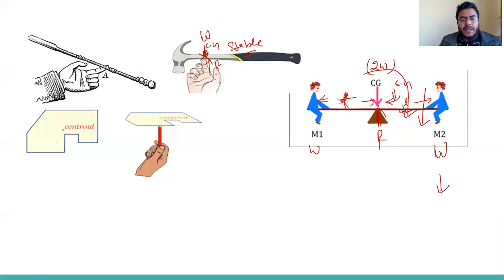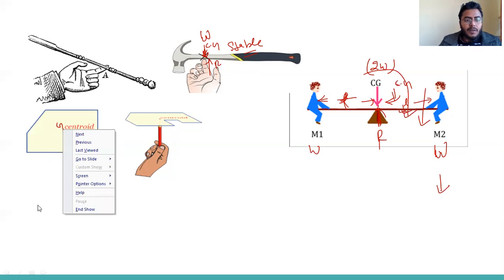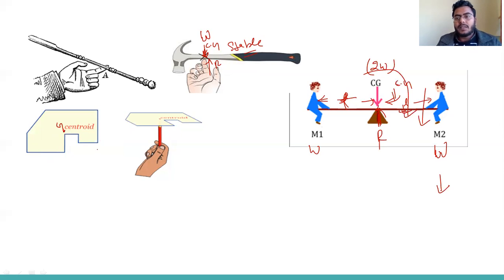Suppose this is some iron plate or wooden plate, and the centroid is here. This is G. If you try to lift this shape with a pencil, pen, or rod, and you put the rod exactly at this position, what will happen? This plate will be stable and in a horizontal position. Okay. So for any plate, you can find the centroid like this by doing this experiment.